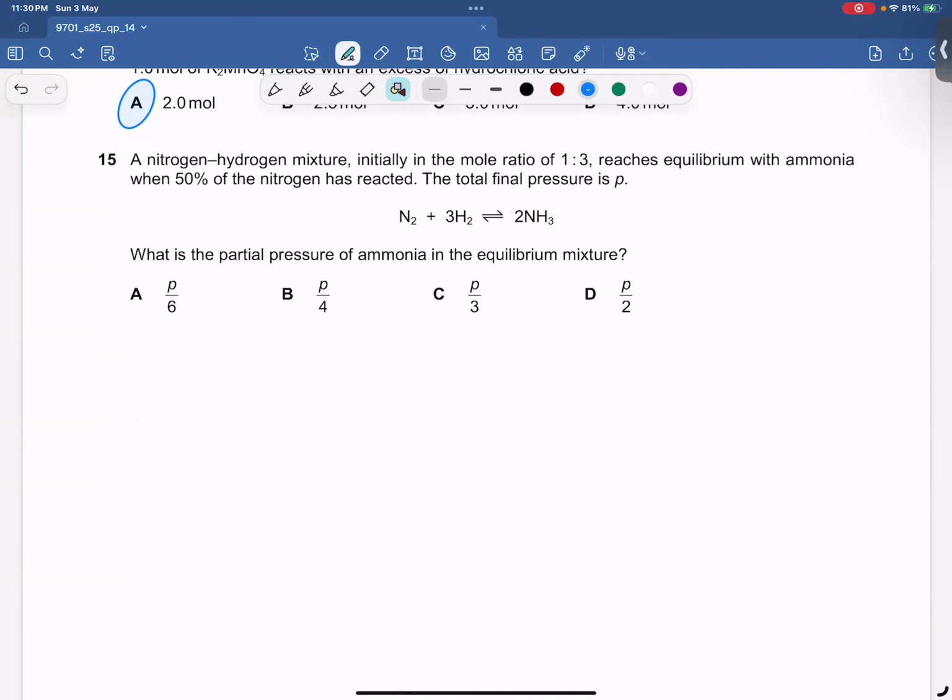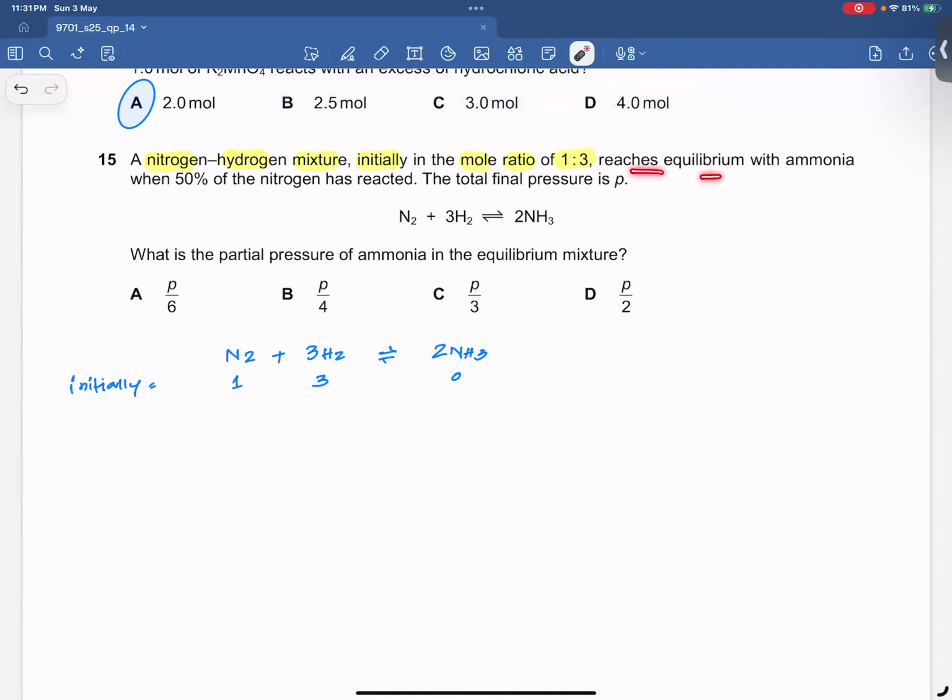Another calculation based question, which I firmly believe is going to be super duper tough. Nitrogen hydrogen mixture initially in the molar ratio 1:3. Okay, so first of all, let me write the equation. This is N2 plus 3H2, reversible sign 2NH3. So initially, we have 1 mole, we have 3 mole, and obviously it must be 0.